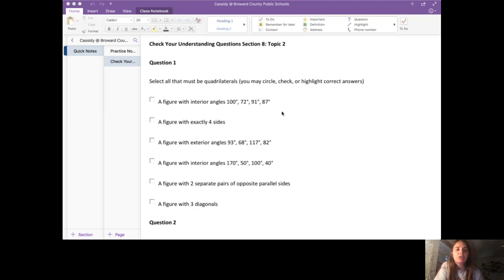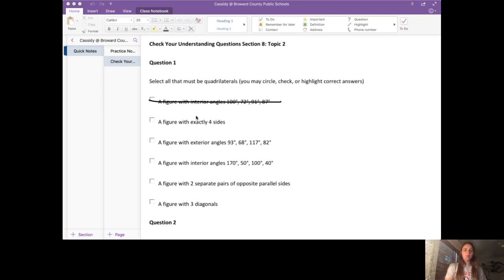The important thing about this question is that since these are the interior angles of a quadrilateral, we know they have to add up to 360. So we need to add up all 4 measures and see if they equal 360. The easiest way is in your calculator: 100 plus 72 plus 91 plus 87 gives 350. Since you get 350, not 360, you are not going to select that one, so we can cross it off.